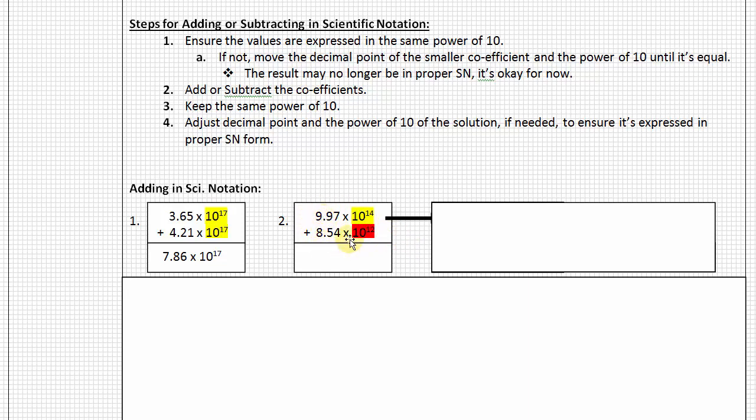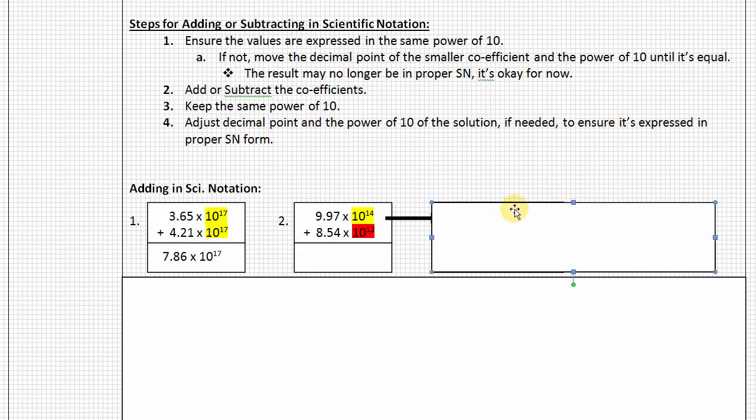Although the decimal points are lined up, they're actually not lined up by place value because this one is smaller, it has a smaller magnitude. So we need to adjust that so that they are equal. So it says, if not, we're going to move the decimal point of the smaller coefficient. This one is smaller because its magnitude is smaller. And the power of 10 until it's equal.